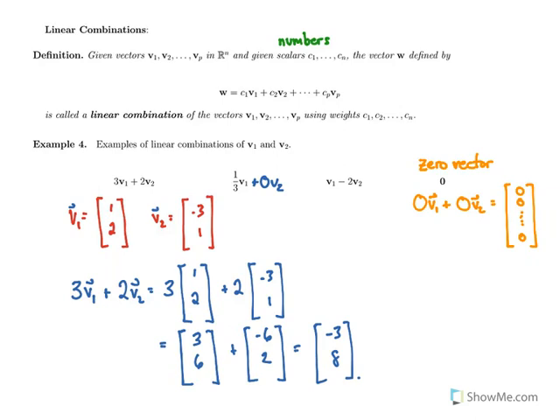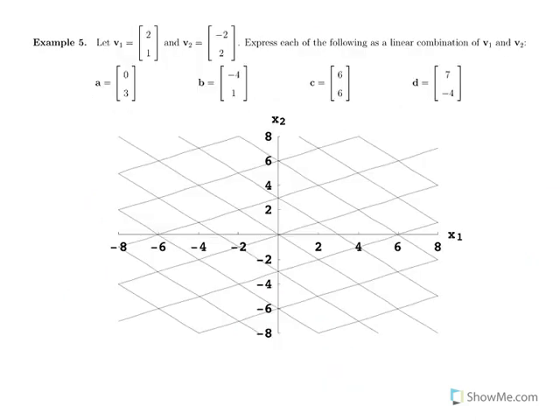Okay, so linear combinations is different ways that we can add vectors together with scalar multiples. So now let's think about another example. We have two vectors, 2, 1 and -2, 2. And we're going to express each of the following as a linear combination of V1 and V2. We have this weird plane here with some weird grid lines. But we're just going to draw first V1 and V2.